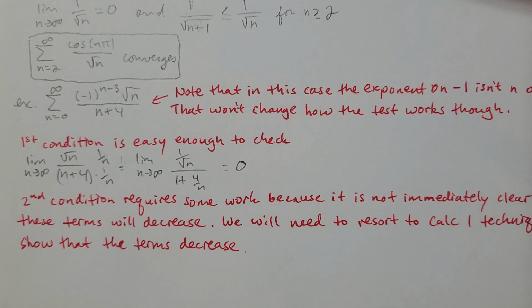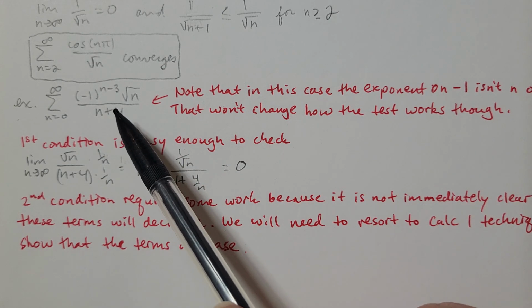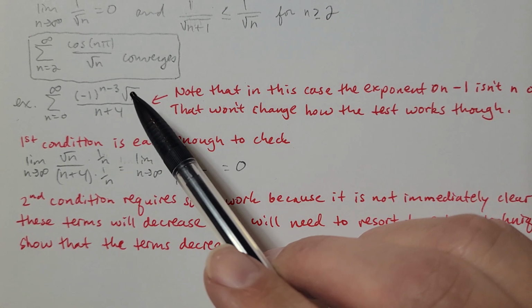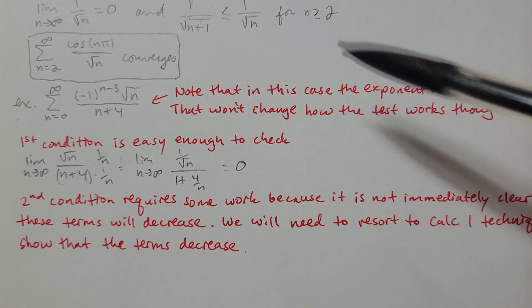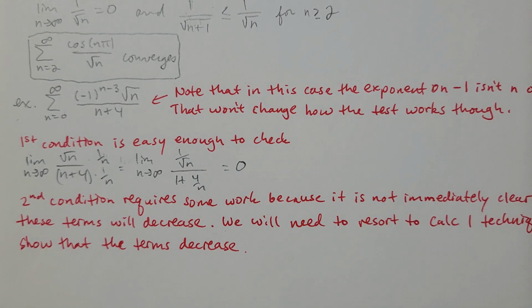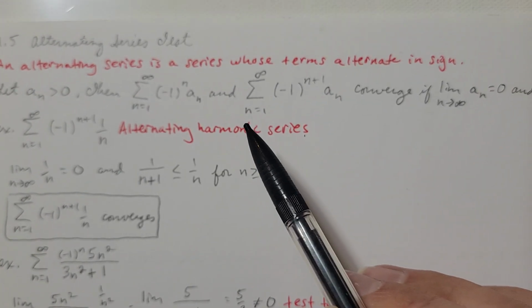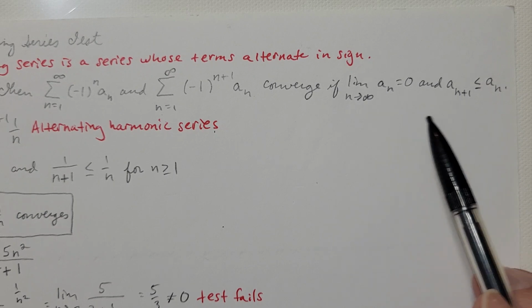Okay, so if n is 0, -1 to the negative third power, that'd be -1. If n is 1, -1 to the negative second power, that'd be 1. If n is 2, -1 to the negative first power, that'd be -1, right? So I'm still going to have an alternating sequence is the point with that. So I can use the alternating series test. Okay, so use these two things here.